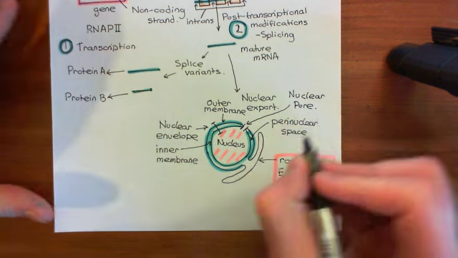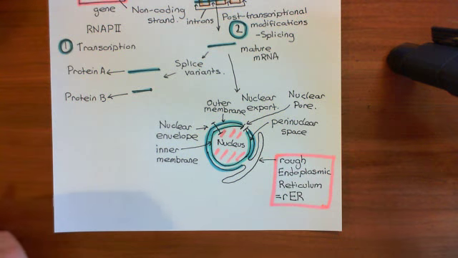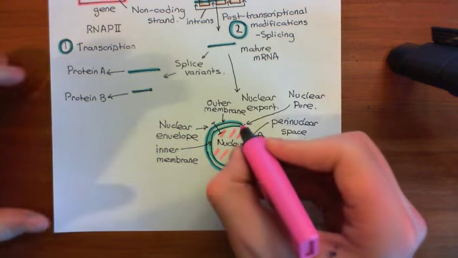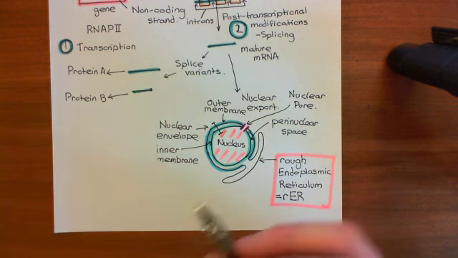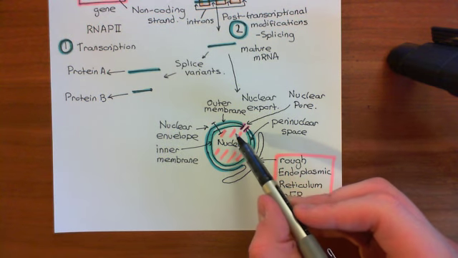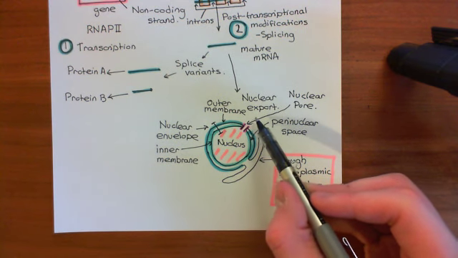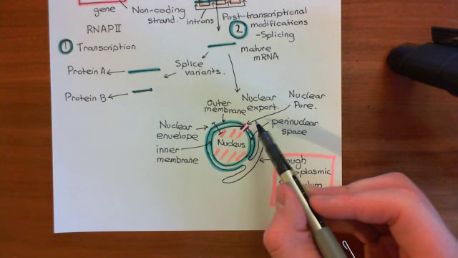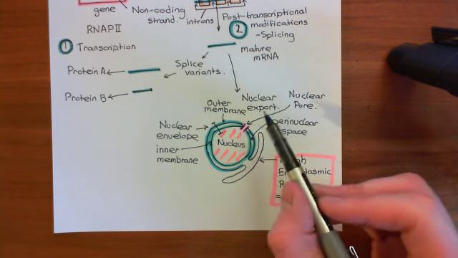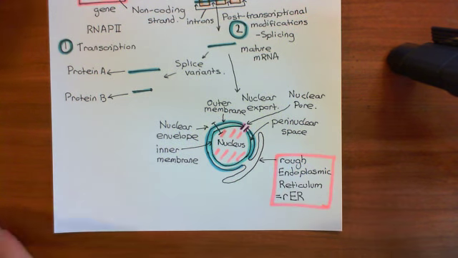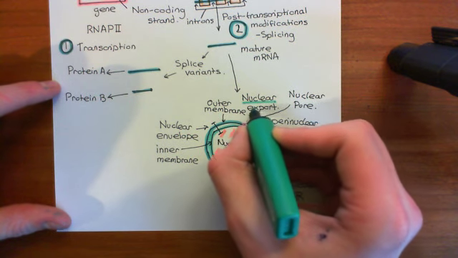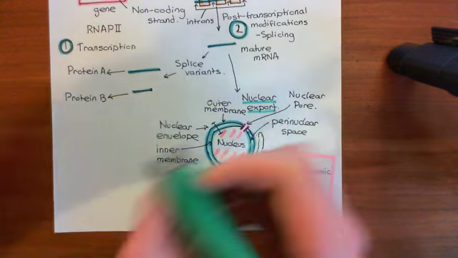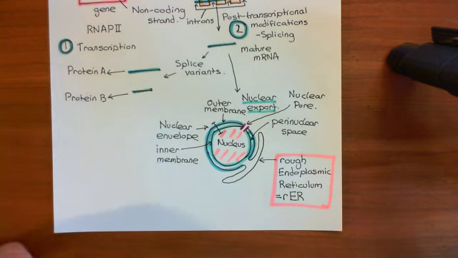Now, there's not just one of them. I've shown just one of them to make the picture easy, but there are multiple of them. It's held open by proteins there. So what will then happen is the mature mRNA will go through the nuclear pore into the cytoplasm. Now, this process is known as nuclear export, and it is another place where you can control the production of the protein associated with that gene.